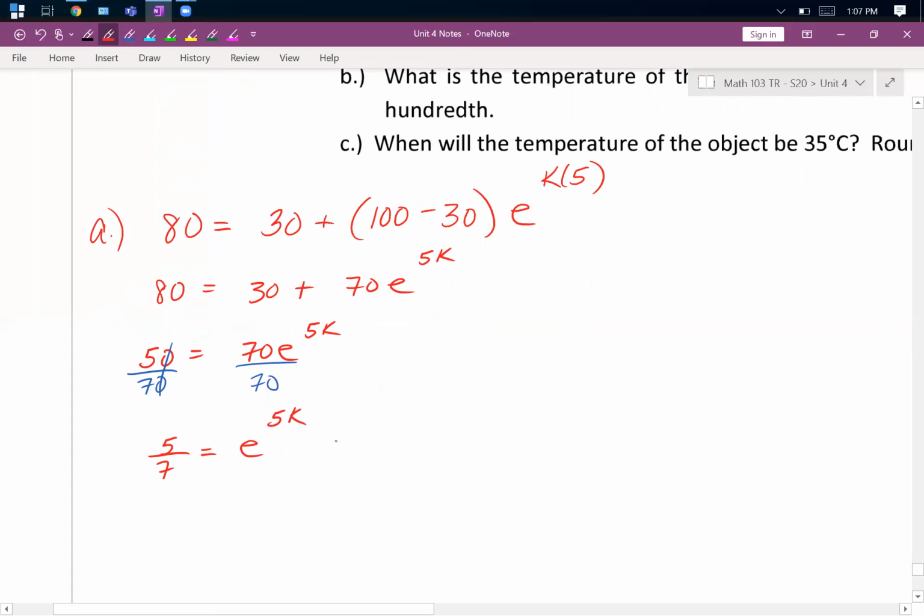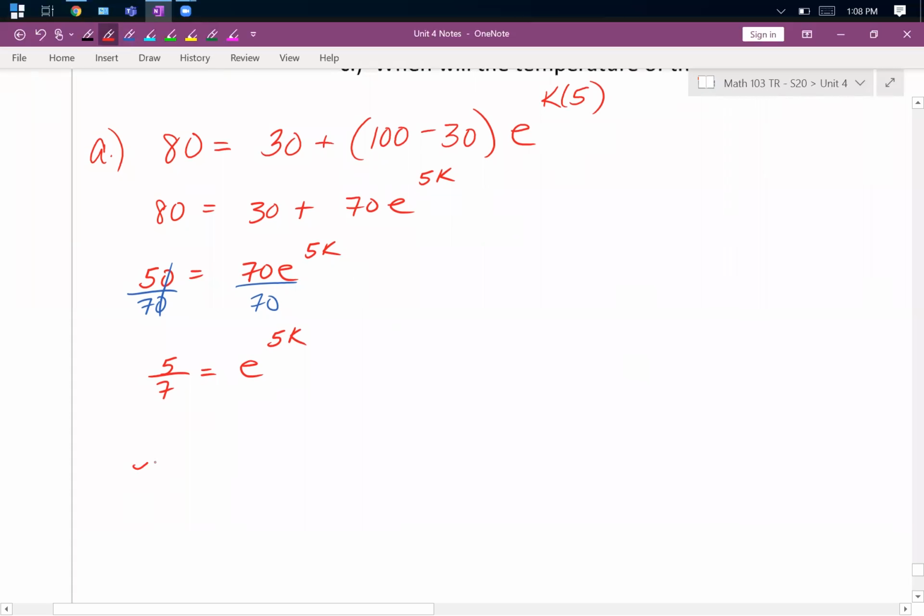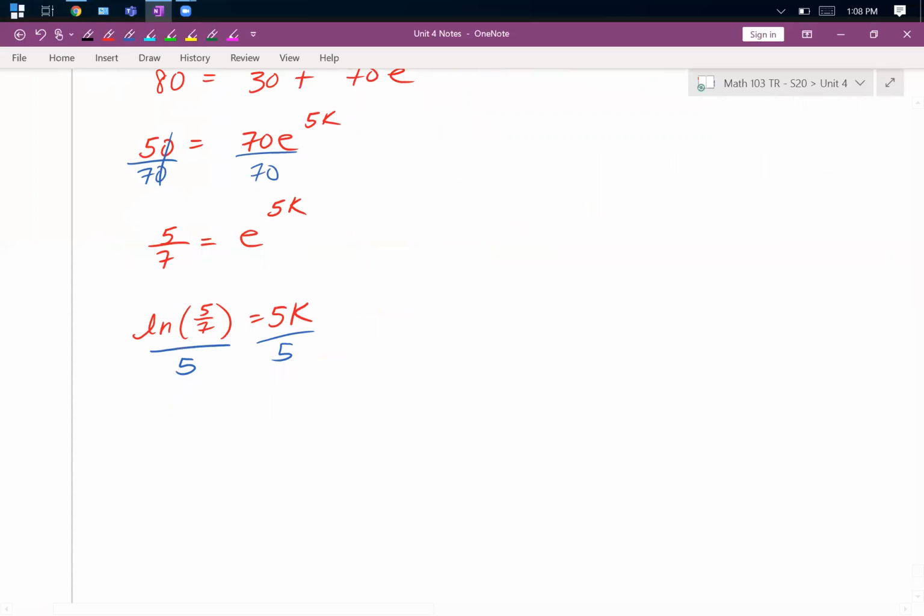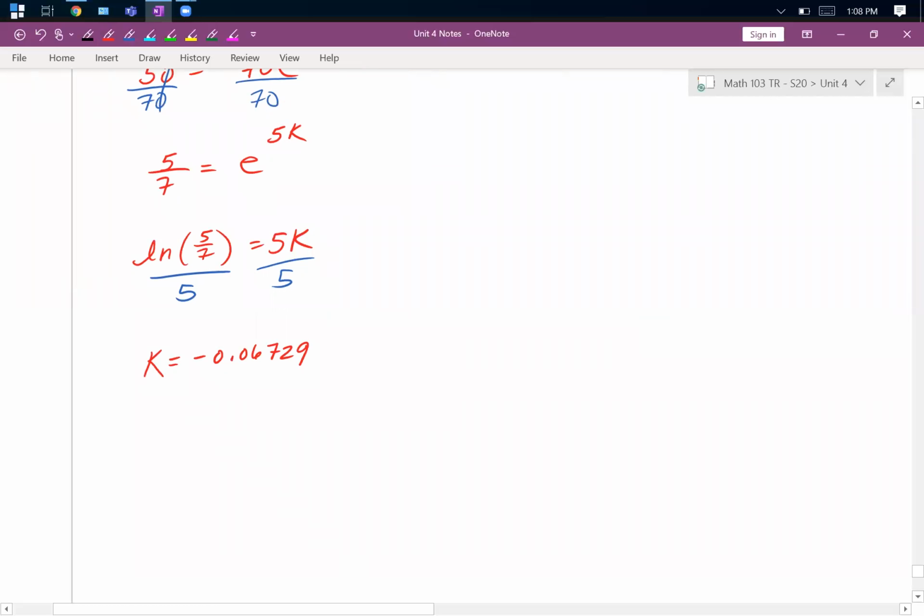Now that we have the exponential isolated, we're ready to rewrite it in logarithmic form. This becomes the natural log of 5/7 equals 5K. And then we'll divide to get our K value. We get K to be equal to negative 0.06729. And we're ready to write our general equation.